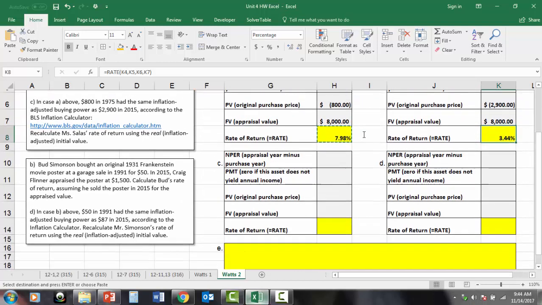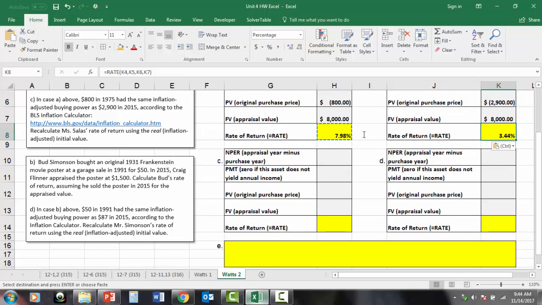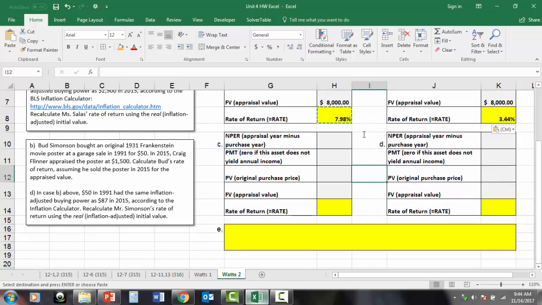So do the same thing for Bud Simonson here with his 1931 Frankenstein poster, and I gave you the inflation-adjusted amount, so you'll do the inflation-adjusted calculation over here. And then in part E, I want you to comment on whether these people had a good investment or not. And remember, that's compared to the alternative, which for these longer time periods, you ought to be thinking about stock market investments. Stock market investments are risky, but over the long term, they perform well, and that volatility washes out in the end, and you're going to earn something like a 6 or 7% real rate of return.